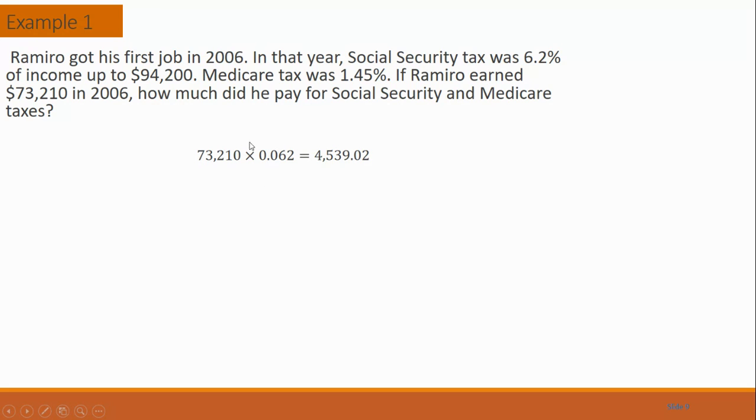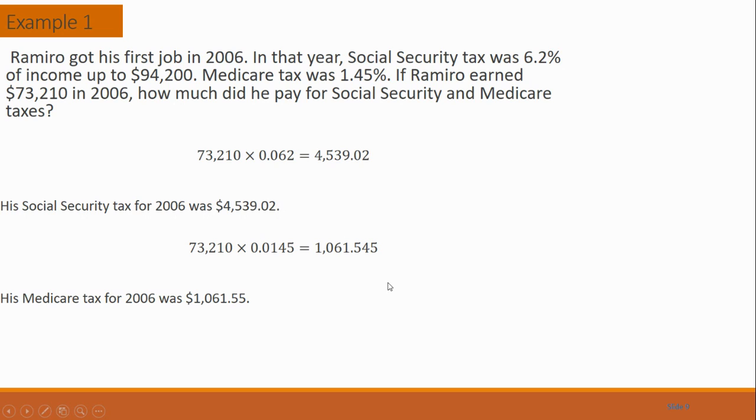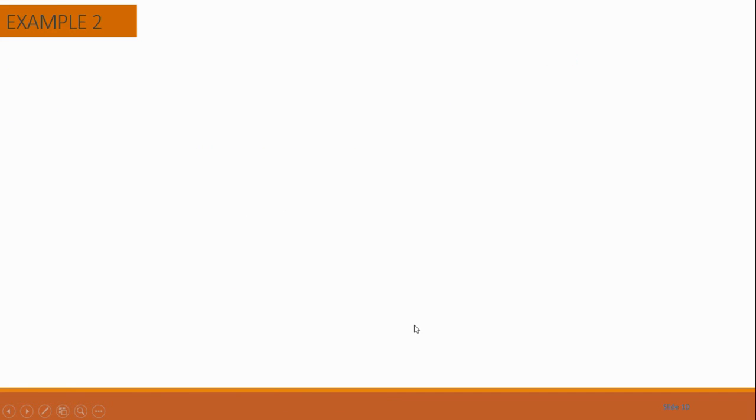So we are going to take his total that he made and multiply it by the 6.2%, of course moving your decimal, making it 0.062. That's $4,539.02, how much Social Security tax he paid for that 1 year in 2006. Then we're going to see how much he paid in Medicare by multiplying it by 1.45%, again making it a decimal so we can multiply it. Ramiro also paid $1,061.55 in his Medicare tax just for the year of 2006. So when we add those together, he ended up paying $5,600.57 in taxes in 2006 for his Social Security and his Medicare.